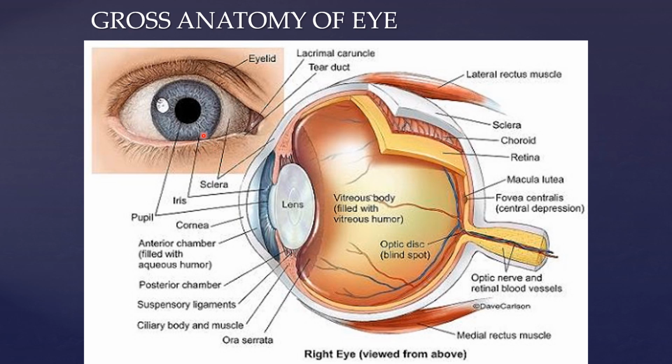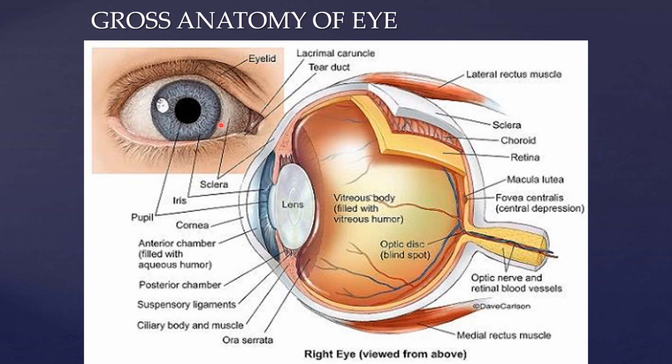As cornea is a transparent structure, the colored structure which is present right behind the cornea, called iris, is visible grossly with the naked eye. The junction of cornea and sclera is called limbus. This is limbus here.